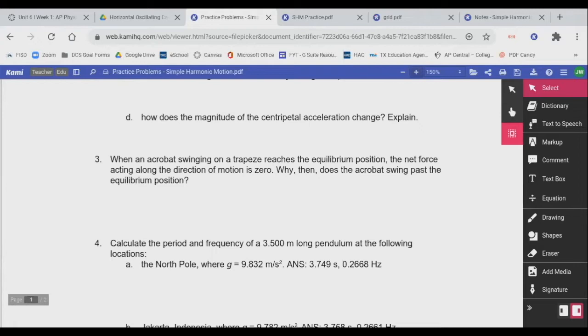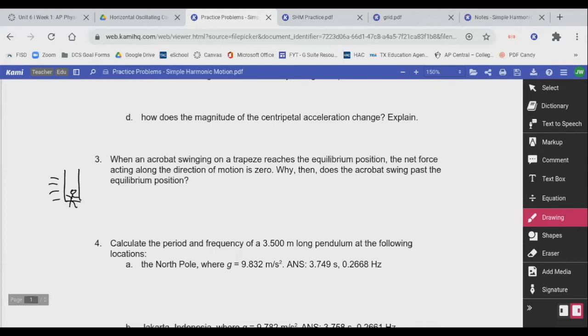Why then does the acrobat swing past the equilibrium position? Well, the acrobat has a velocity that is increasing. The speed is increasing as it approaches equilibrium because the acceleration is pointing towards equilibrium. So if the swing is going towards that point and it hits that point, let me just draw it. There's my acrobat, and they're going this way.